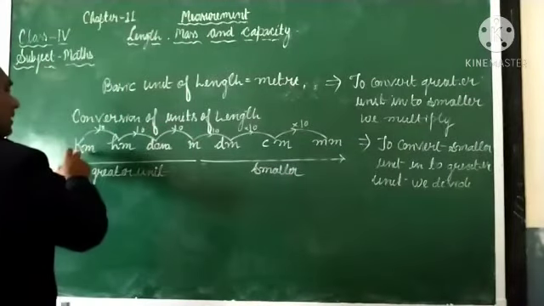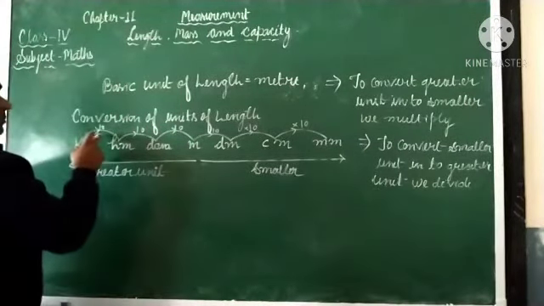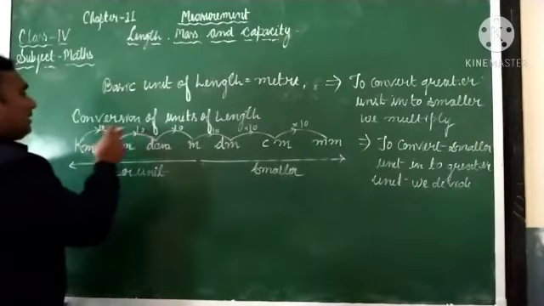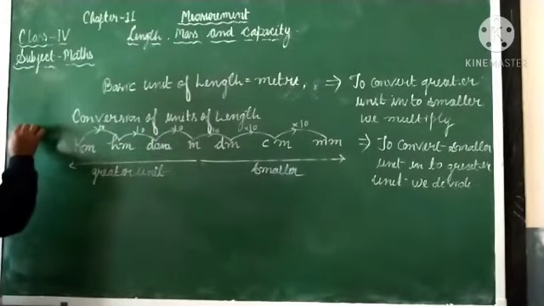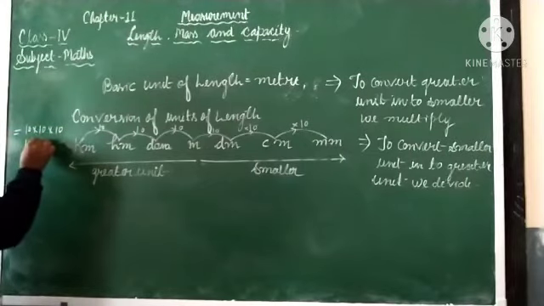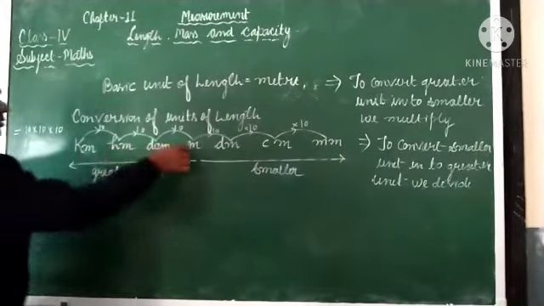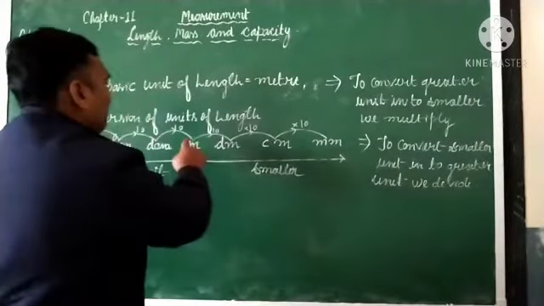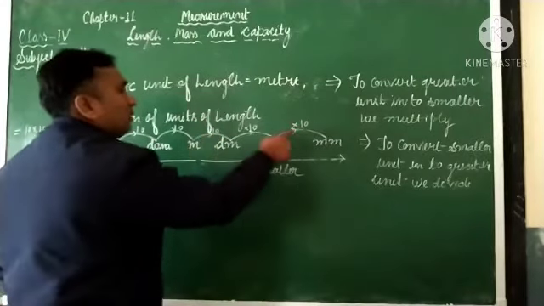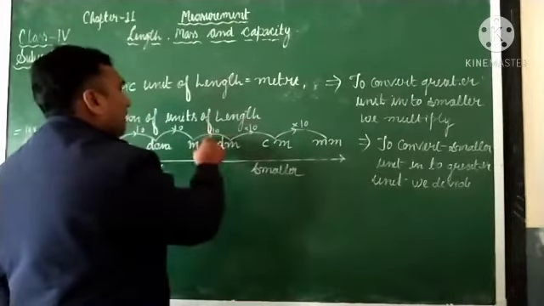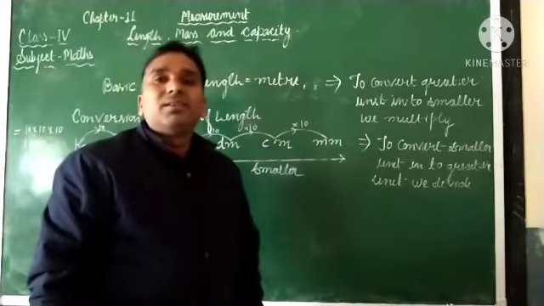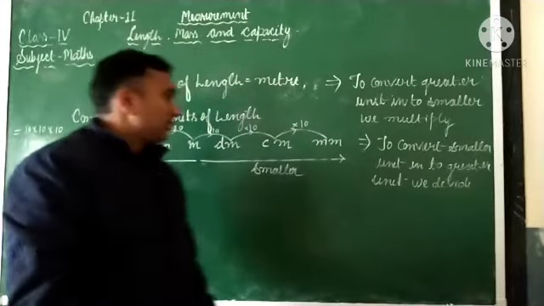If you want to convert km into meter, you have to count the skips. Here 1, 2, 3 skips. It means you have to multiply 10 three times, 10 into 10 into 10. How much is it? 1000. So 1 kilometer equals 1000 meter. And if you want to convert meter into mm, count the skips: 1, 2, 3. Three times 10, that is 1000. So 1 meter equals 1000 millimeter. I hope you understood it.